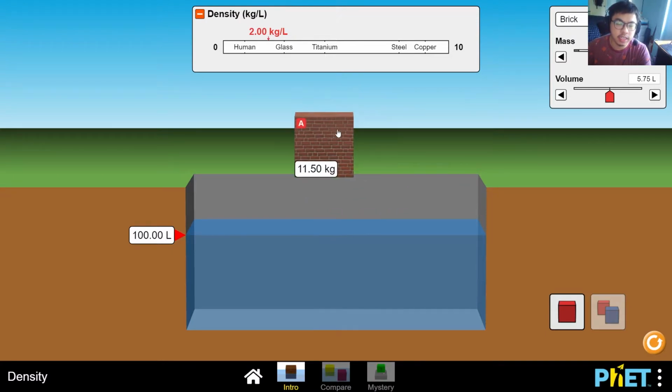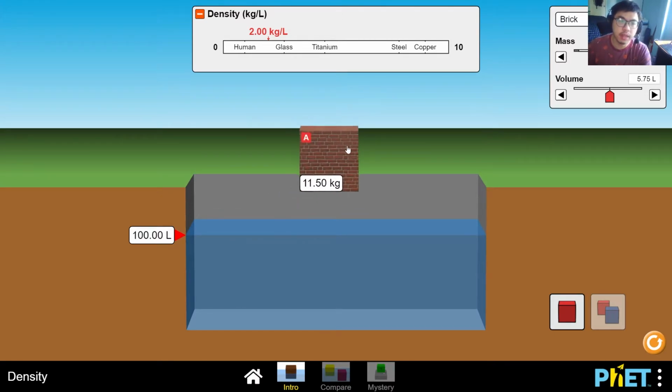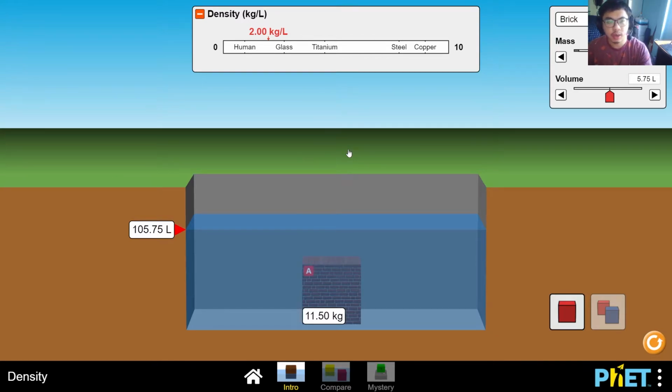Let's try this. This is a brick block, and the brick block has a density of 2. Don't worry about the mass. We are only looking at the density. 2 is bigger than 1. Will this brick block float or sink? We will see. It will sink. Why does it sink? That's because it has a higher density than water. Water has a density of 1. This brick block has a density of 2, larger than 1.